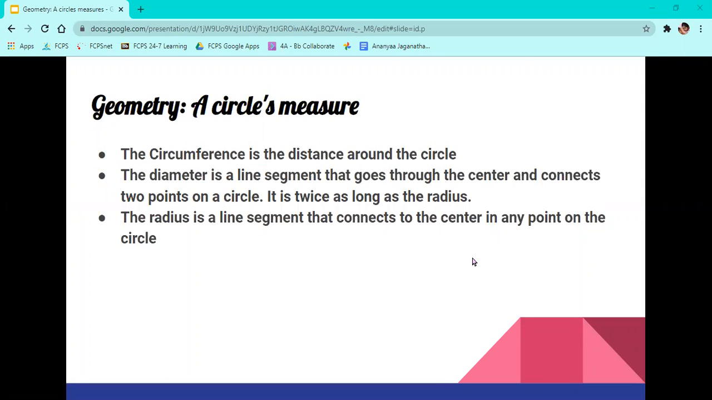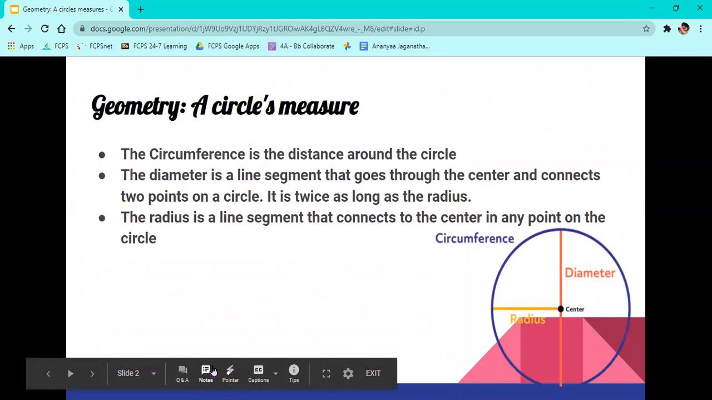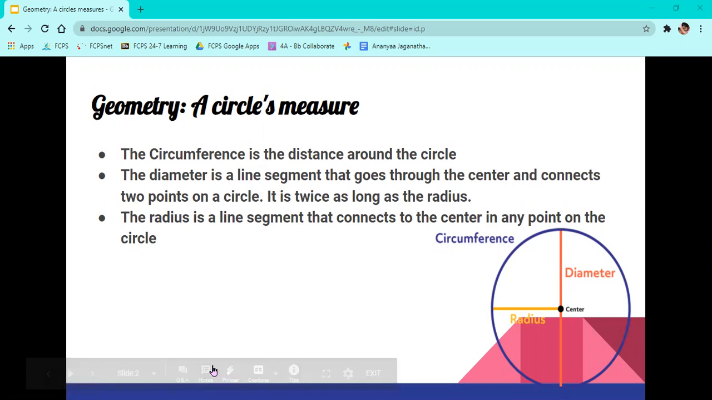Geometry. A circle's measures. The circumference of a circle is the distance around the circle. The diameter is a line segment that goes through the center and connects 2 points on a circle. It is twice as long as the radius. The radius is a line segment that connects the center to any point on the circle. Below we see an example for you to know how the circle measures are in a circle.